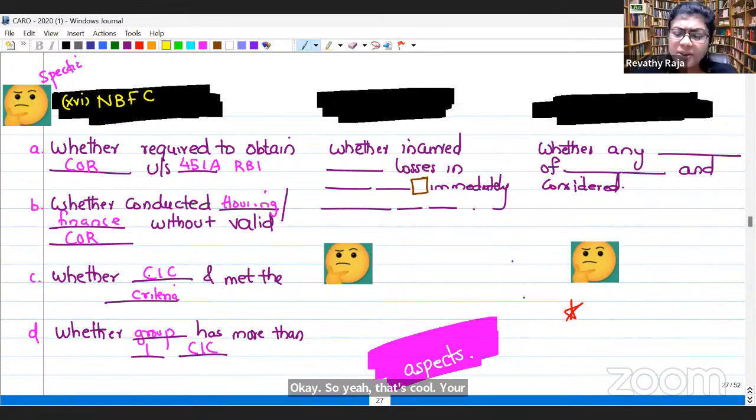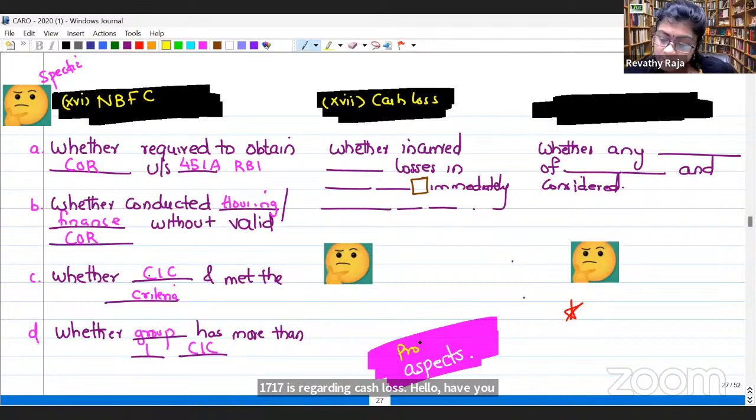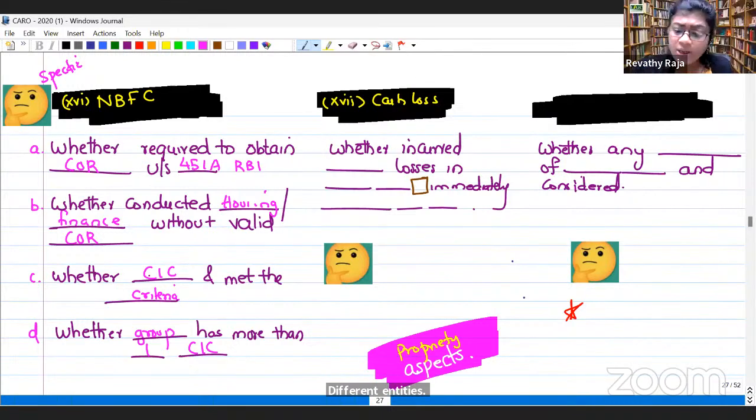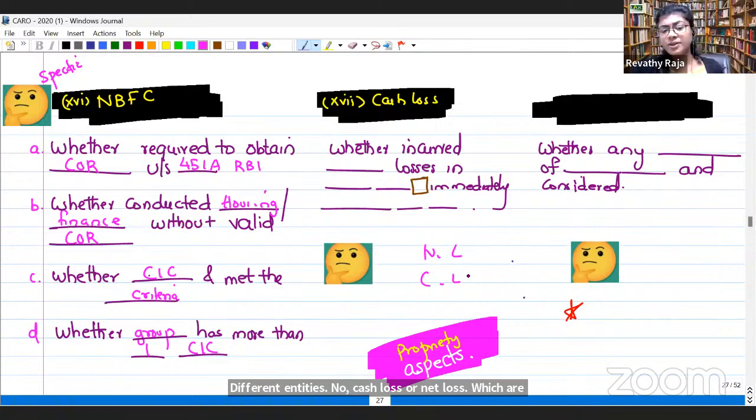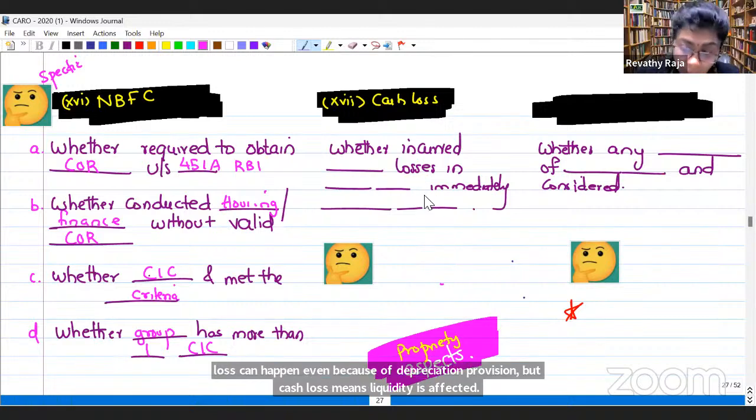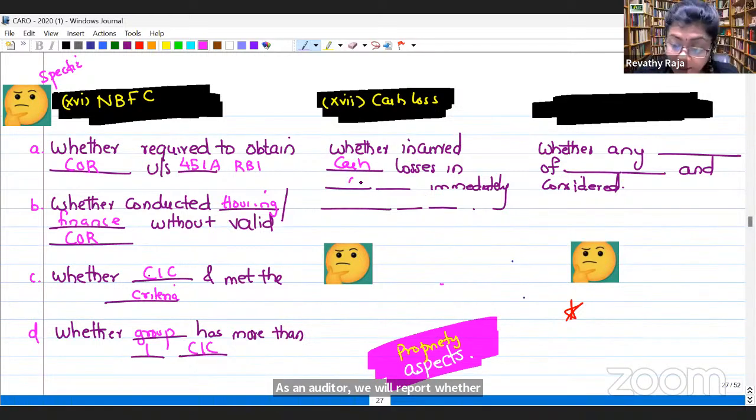Clause number 17. It is regarding cash loss. Have you heard about proprietary aspects? Proprietary means own money. Final students, you will hear it in PSU audit; Inter students, in the government audit chapter. Different entities. Now, cash loss or net loss: a user won't understand cash loss very easily, while from the P&L account they will understand net loss. Cash loss is really difficult. Which is more severe? Net loss can happen even because of depreciation or provision, but cash loss means liquidity is affected. As an auditor, we will report whether cash losses were incurred in the current year and the immediately preceding previous year.